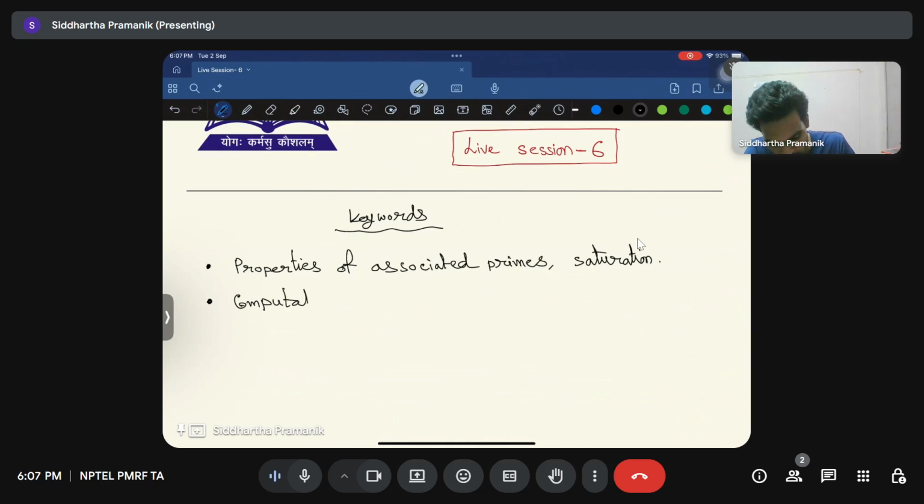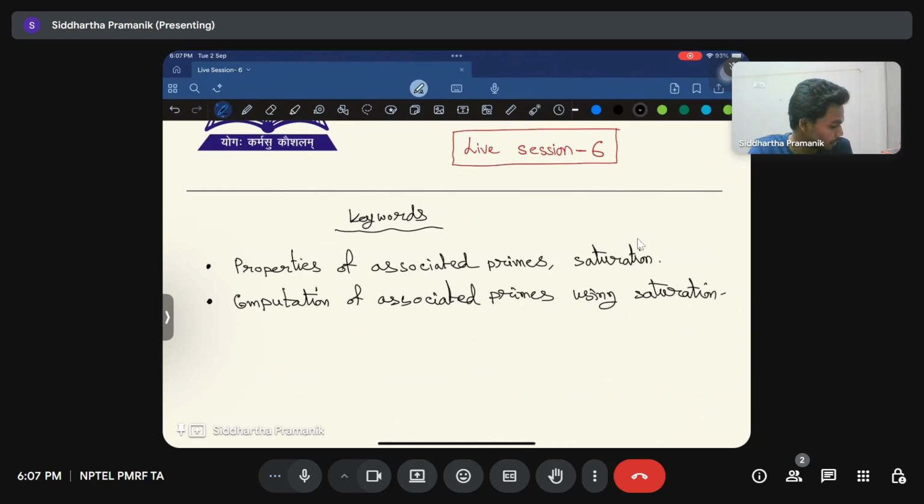So computation of associated primes using saturation. Then after this, we were studying how to compute the saturations. So computation of saturations in Macaulay 2.